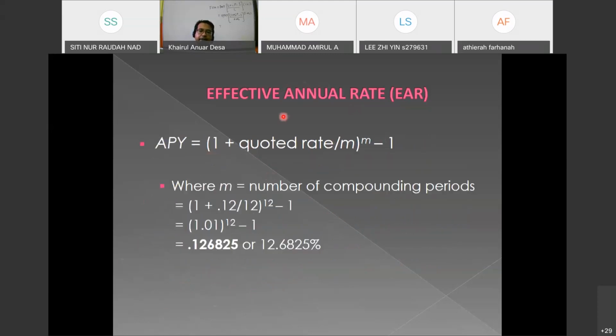APY, what is the APY or effective annual rate, EAR? M here is the number of compounding periods. Okay, so 1 plus 0.12 over 12 times in a year. So darab dengan 12 and then minus 1. So effective annual rate is actually 12.68%.